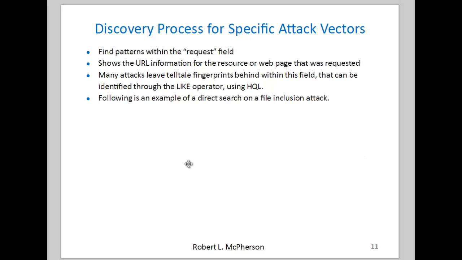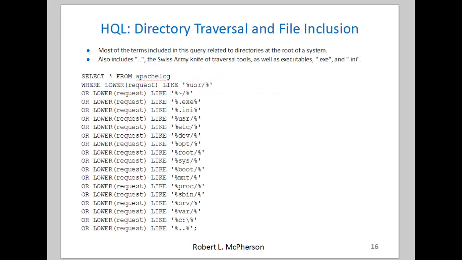Next, we're going to do an example of a direct search on a file inclusion attack. Here's some HQL. Looks very much like SQL. It has the like operator that should be familiar to many of you. However, I've added a function here that says lower. And this is something unique to HiveQL compared to most databases anyway, in that the like operator is case sensitive for HiveQL. So I'm changing everything to lowercase with this lower function.